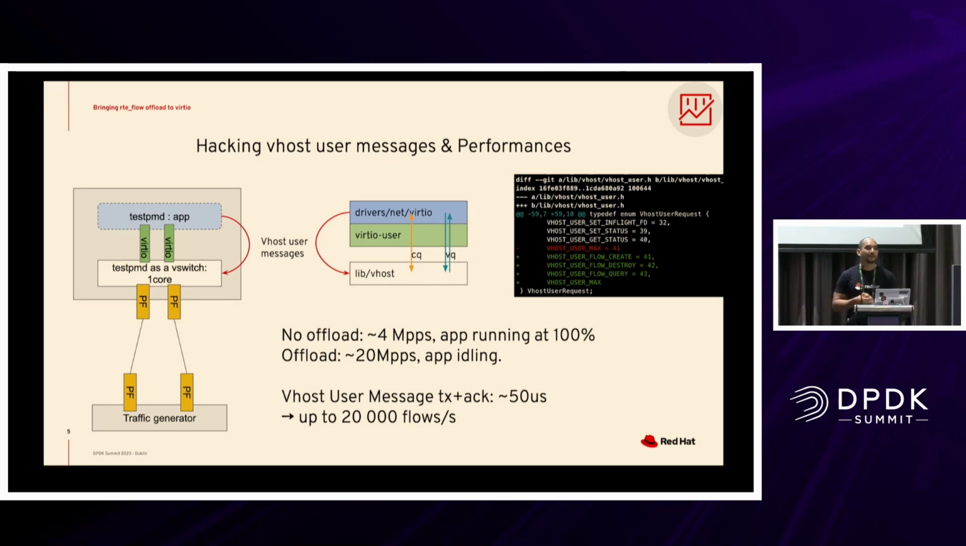Then, David talked about the number of flows per second. How many flows can we inject that way through this Vios user message? So the time it takes to send a Vios user message from the application to the virtual switch and back, with the acknowledgement, that's roughly 50 microseconds in a container world. And that's up to 20,000 flows per second, which for some use cases would be great, and for many telco use cases is not enough.